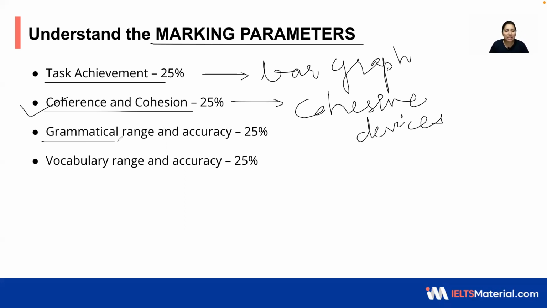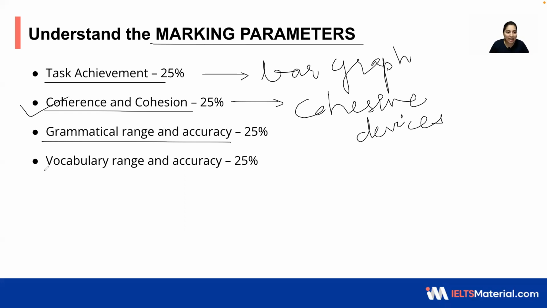The next one is grammatical range and accuracy. The meaning of grammatical range is to show your linguistic skills in terms of presenting simple sentences, complex sentences, passive sentences, and compound sentences. And accuracy means that you're not making any grammatical error. You are writing a sentence accurately, that is, flawlessly. There are no errors in your sentence.